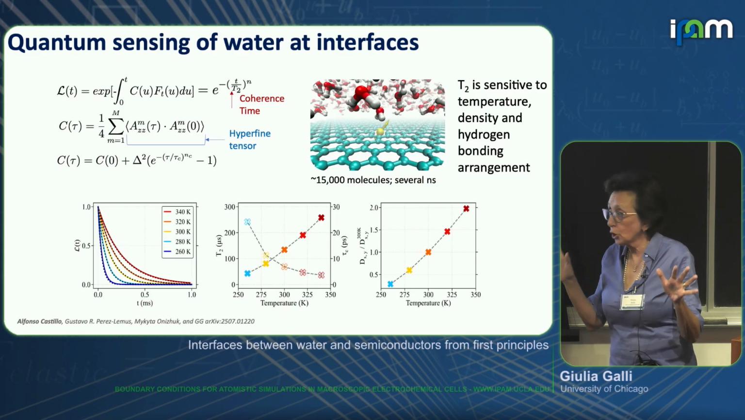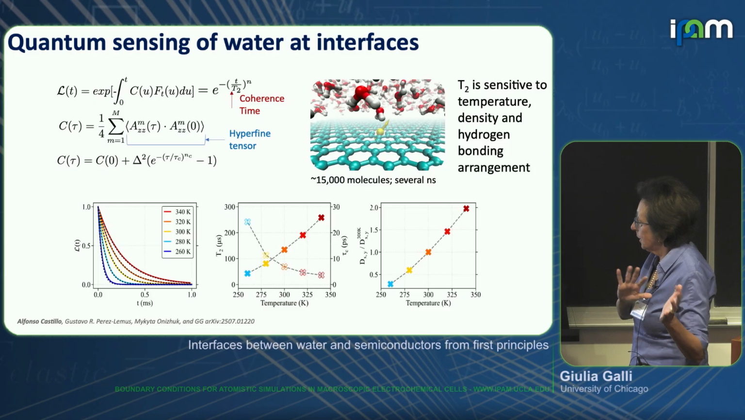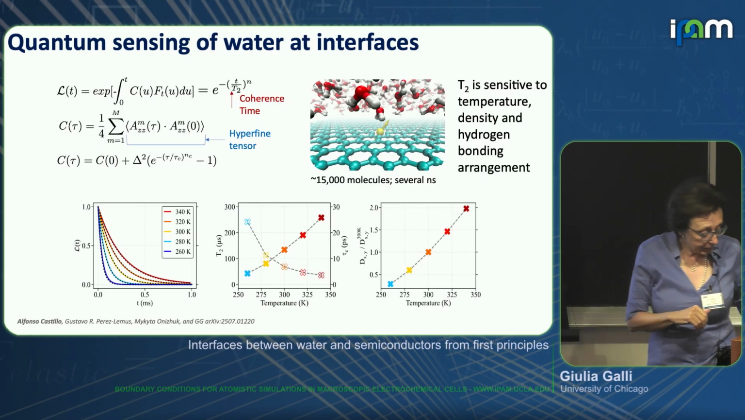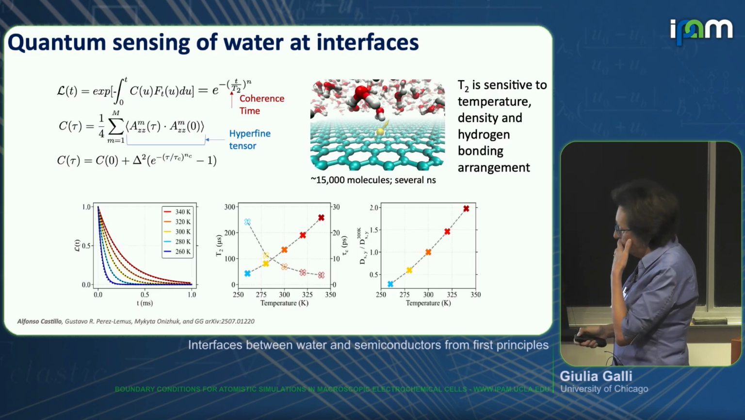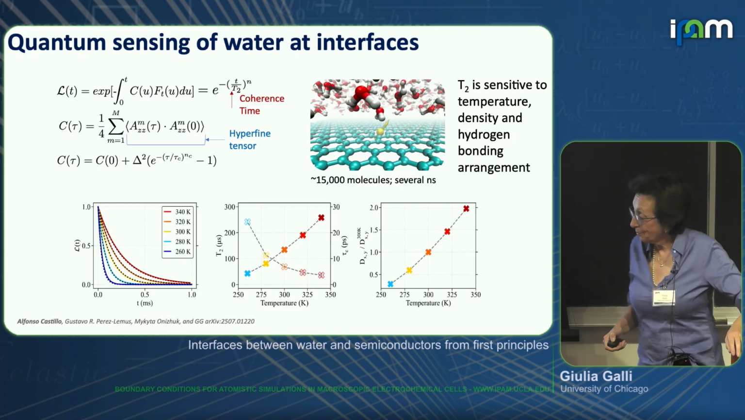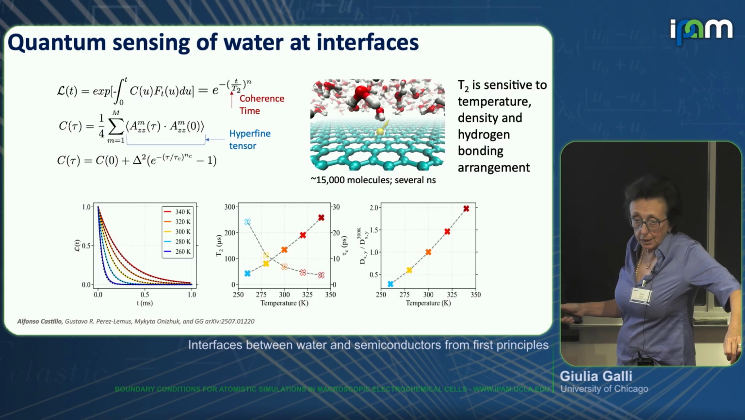Of course, this is a long story. We could do this because we have also worked for many years on quantum sensors in solids. But anyway, this is the correlation function. These are the hyperfine tensors. There is a small problem: to converge this correlation function, you need several nanoseconds, and you need about 15,000 molecules.